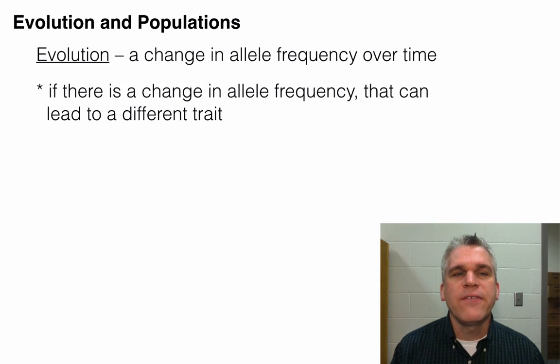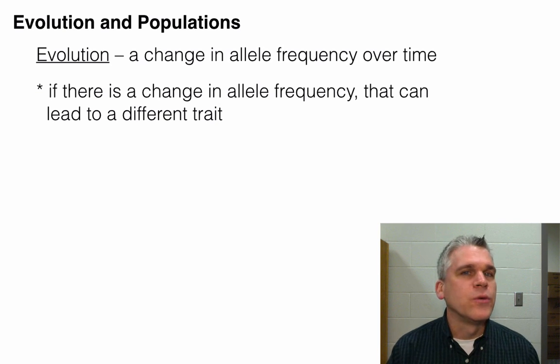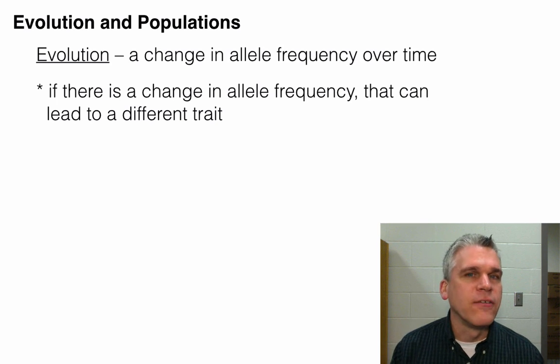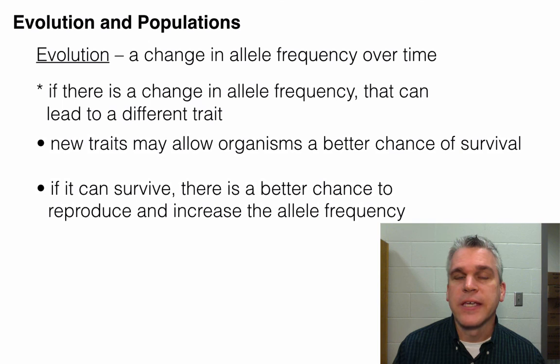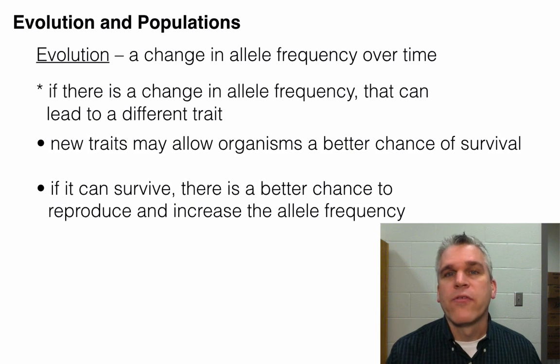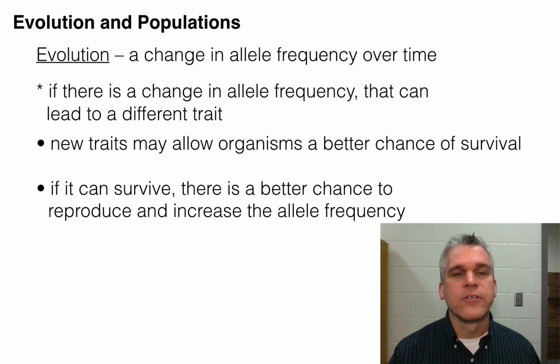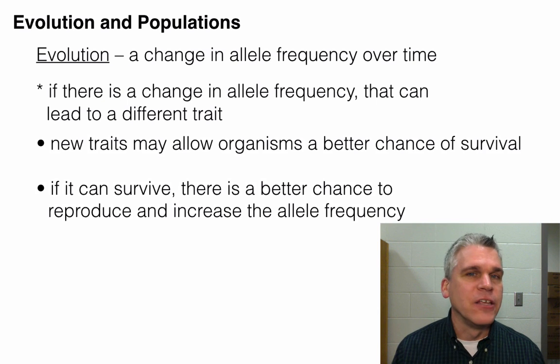What we do know is that if there is a change in allele frequencies, that can lead to a different trait. Now recall that evolution does not work on individuals, it works on populations. So if there is a change in the allele frequency and there is a new trait, that may allow an organism to have a better chance at surviving. And of course, as we know from natural selection, if they can survive, there's a better chance that they can reproduce, which would then increase that allele frequency.